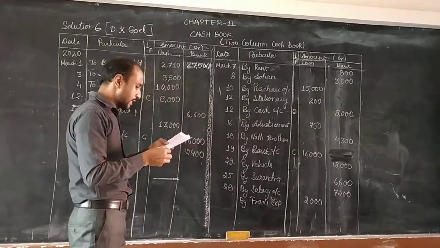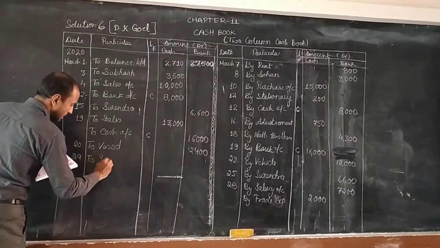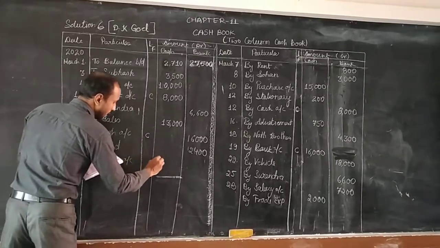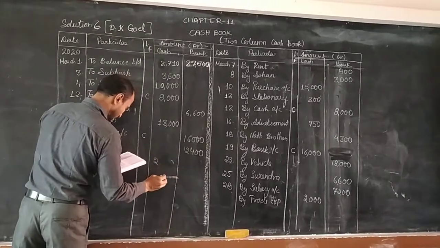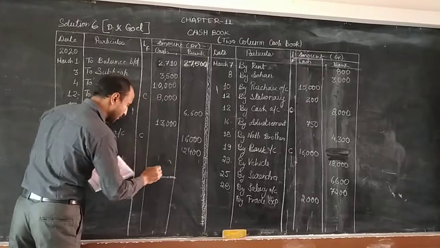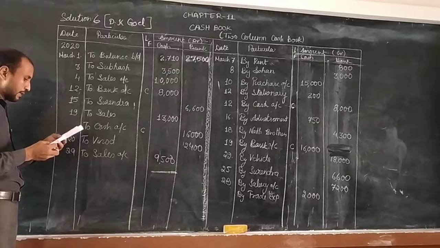Now we have cash sale receiving column, 29. So it is to sales account, and it is 2,500. Cash 9,500, 9,500. And the last, paid into the bank.